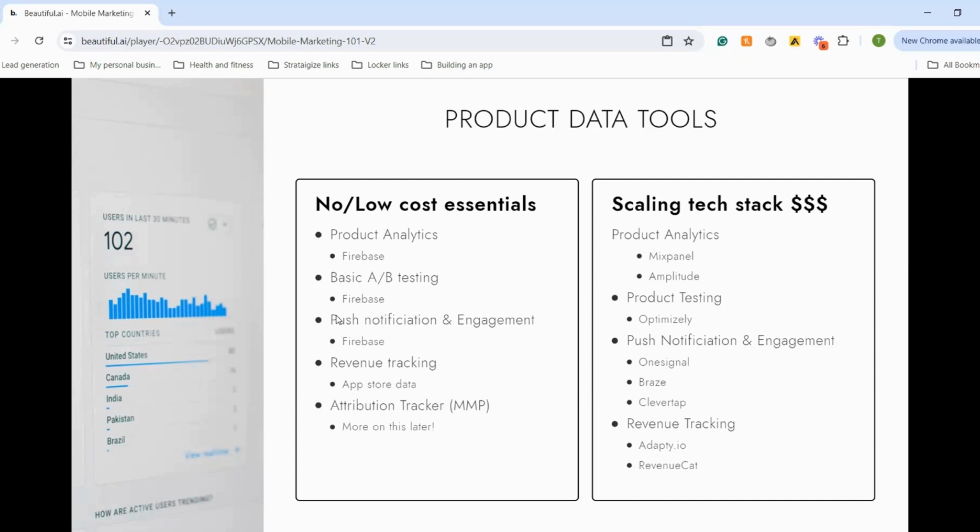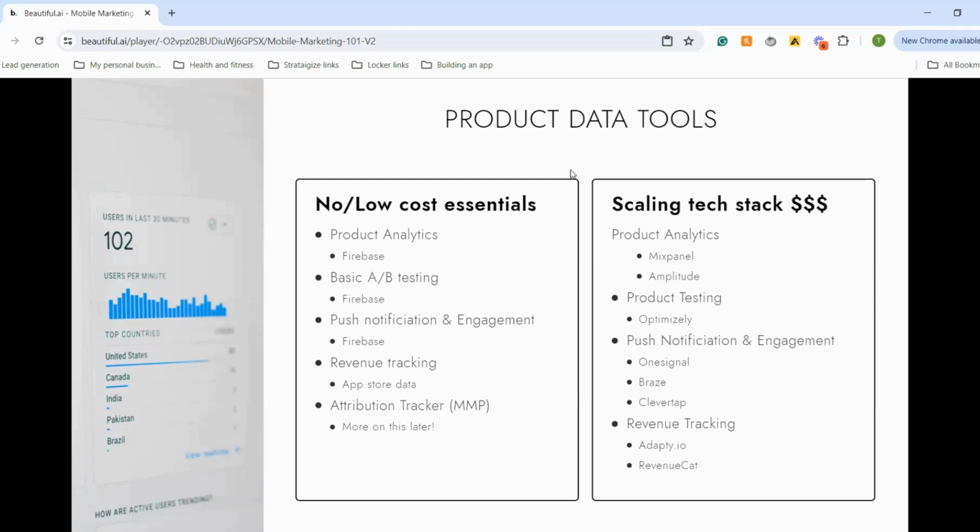It works. You have to do some manual calculations if you're directly relying on that, especially if you want to understand the lifetime value of users, customer acquisition cost. So you do have to do a little bit of math if you're fully relying on App Store data, but it's enough to get started. And then an attribution tracker. I'll dive into that piece a little bit later on.